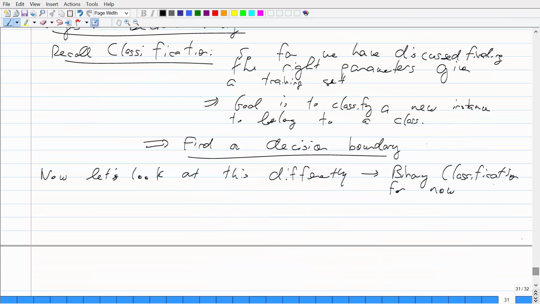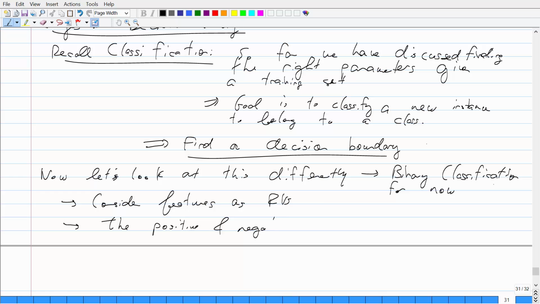So you're not looking for a decision boundary anymore. What you're looking for is the class that will give you the highest probability that it belongs to that particular class. Okay? So binary classification for now. So consider features as random variables, as we talked about before. Okay, so the positive and negative classes have associated features. So we can build different probability models for the positive values and the negative values.